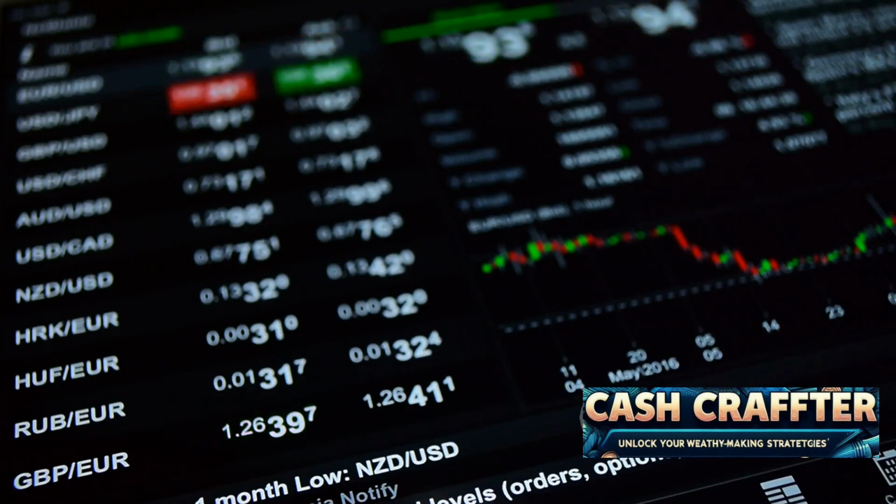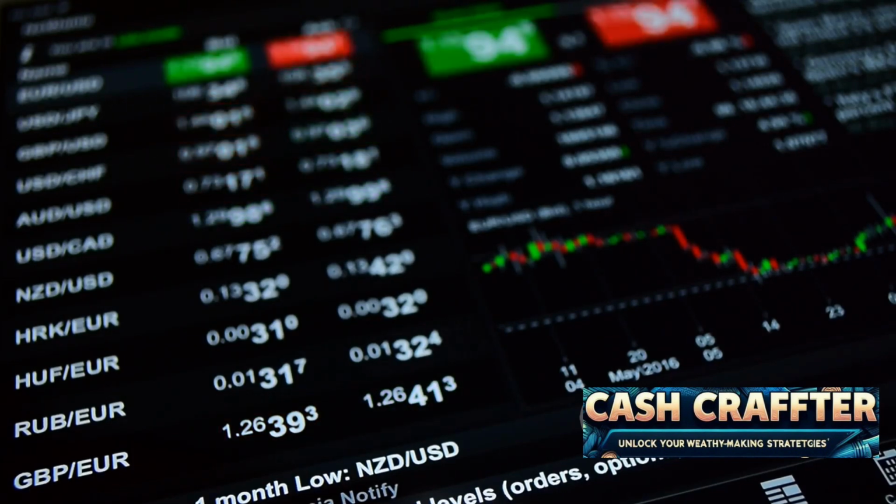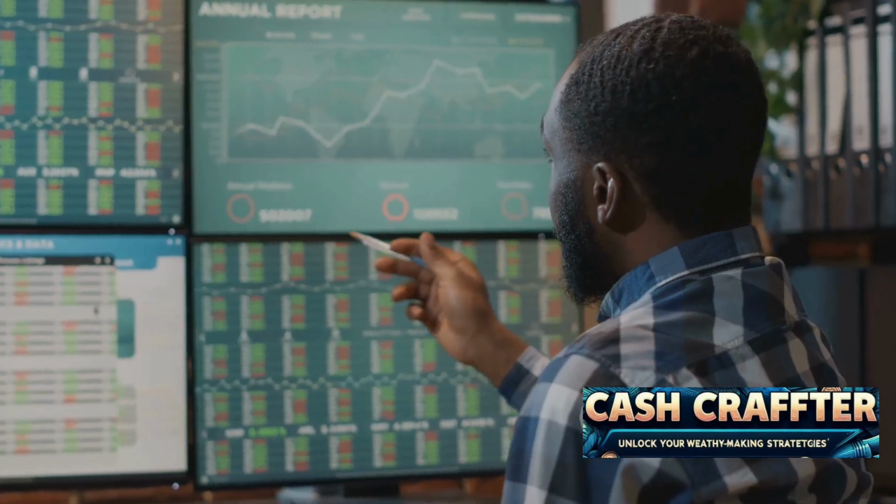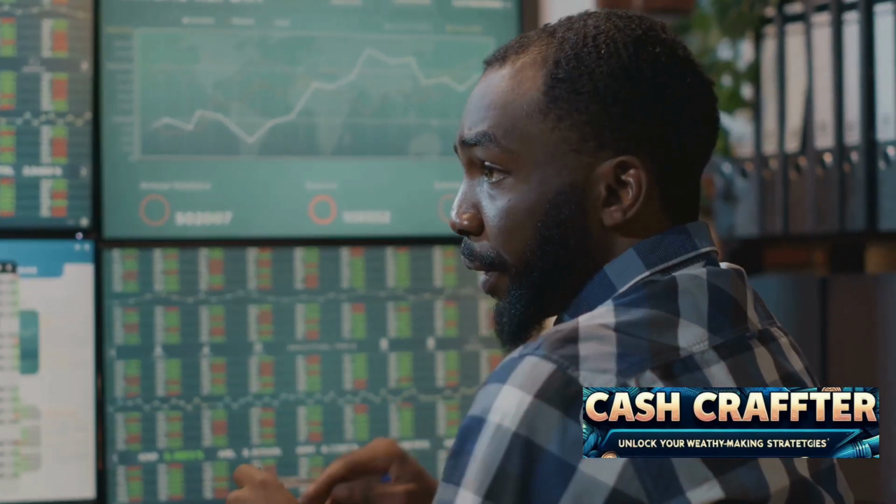One of the most crucial risk management strategies is setting stop-loss orders. This essentially means predetermining the maximum amount you're willing to lose on a trade. If the market moves against your prediction, the trade will automatically close once it hits your set stop-loss level.